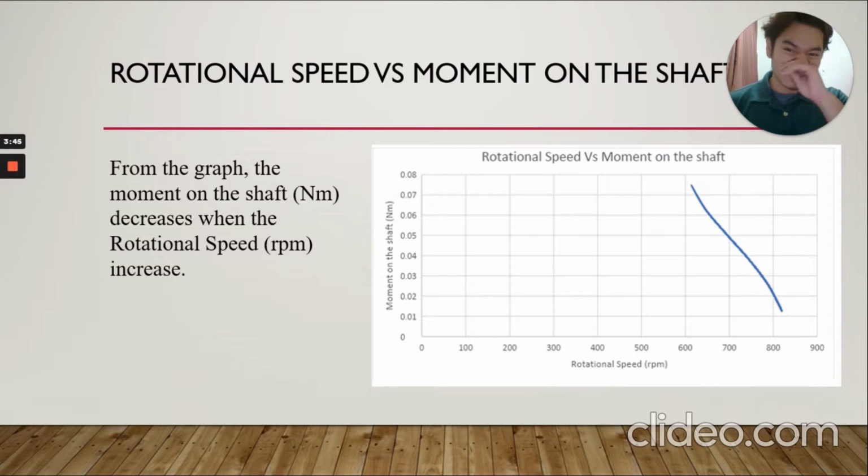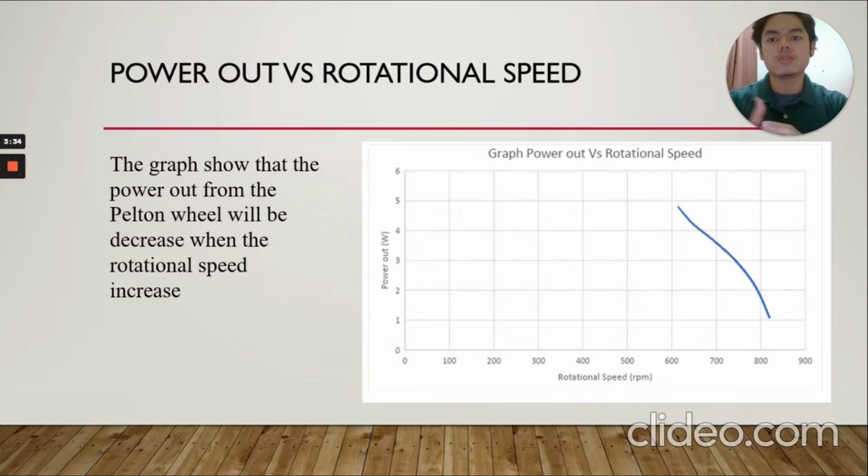Newton meter. And then from the graph, the moment of the shaft decreases when the rotational speed RPM increases. So the next one is the graph for power output versus the rotational speed. So this is the graph for rotational speed against the power output. From here we know that the power output from the Pelton wheel will decrease when the rotational speed increases.